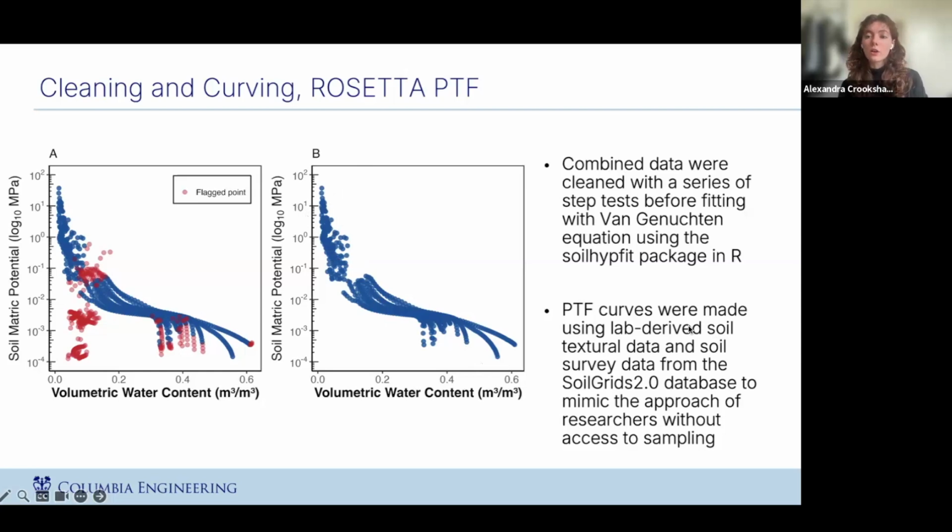In this analysis, we'll also be comparing against two different pedotransfer function derived curves, each made using the same pedotransfer function, the Rosetta function, but with two different textural inputs. One being the texture that we found in the lab, and the second being from a SoilGrids database. This is to mimic what it would be like if I was just some eco-hydrological researcher who didn't have access to any soil sampling or data. That would be the approach I would take. I would go online, find this database, select for my site, and use the pedotransfer function.